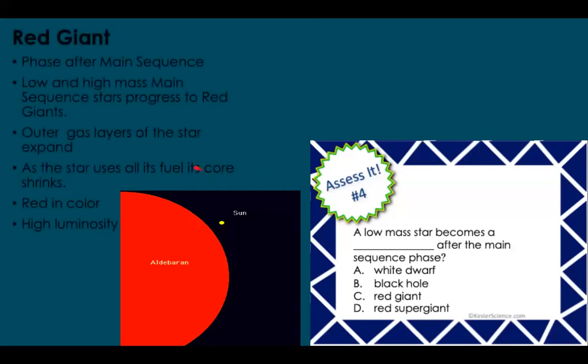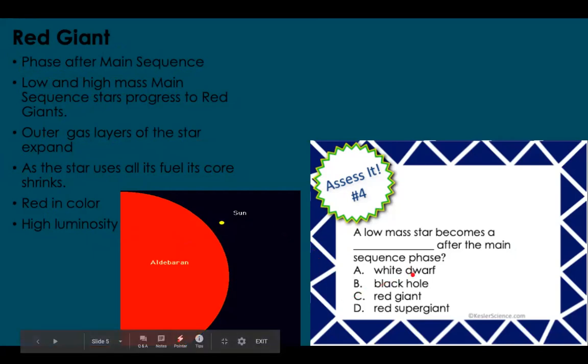So I got this answer completely from the PowerPoint. Red giant, phase after main sequence. Low and high mass main sequence stars progress to red giants. Outer gas layers of the star expand. As the star uses all its fuel, its core shrinks, it is red in color, and it has a high luminosity. And we're going to learn about luminosity this week. So the answer is a red giant. Red giant is what the answer is.